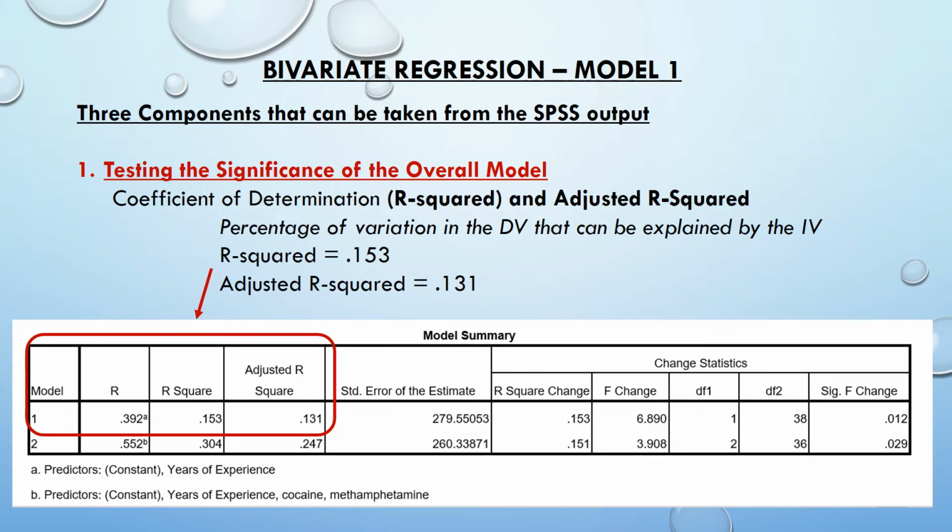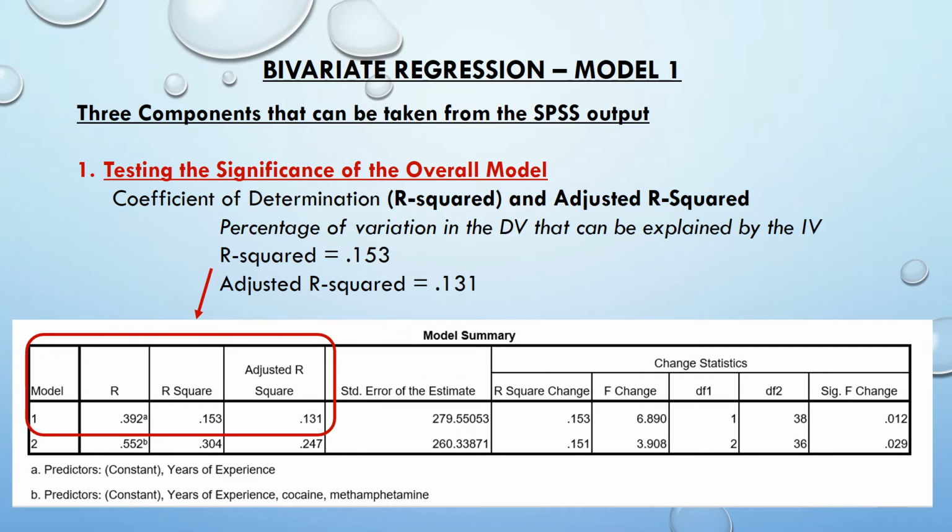So how would I interpret either R squared or adjusted R squared? Well, R squared, if it's 0.153, tells me that 15.3% of the variation in dollars earned from drug dealing can be explained by years of experience. The adjusted R squared is interpreted in the same way. It is just a more accurate assessment when you're trying to use this statistic for inferences to the larger population.